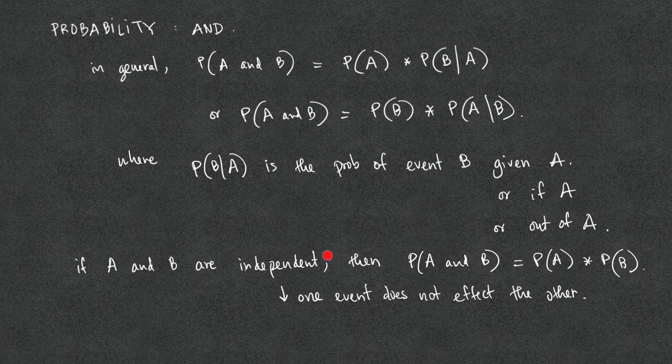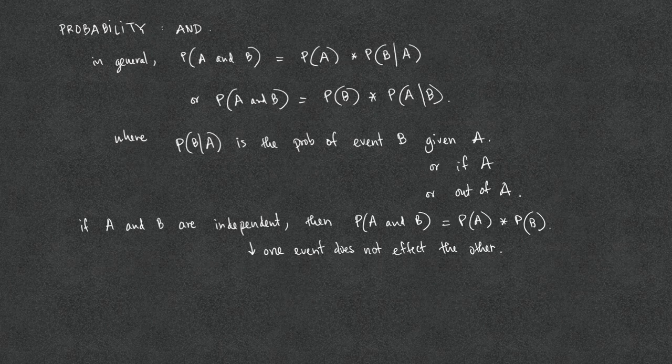If the two events are independent, then the probability of B is the same as the probability of B given A. That is, the probability of B given A is the same as the probability of B, and the probability of A given B is the same as the probability of A. Because if the two events are independent, then it doesn't matter what happened to the previous event. We can think of independent events as a forgetfulness property.